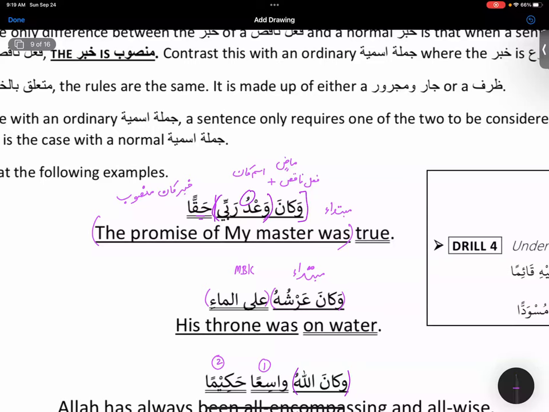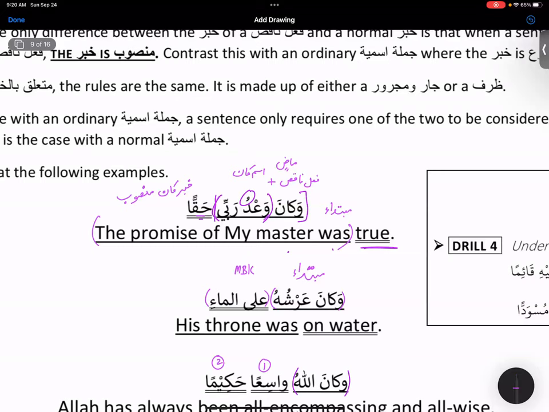Now I'm going to look for the khabar of Kana. I should know beforehand what the khabar of Kana is going to look like. It will be mansub. So Haqqan is perfectly matching my requirement. Haqqan is our khabar of Kana, mansub. And then translation. When we have an outside ism, we always try to translate the ism first. In that case, we translate the ism of Kana. That's why you see in the translation, the promise of my master was, so this is my mubtada and true is the khabar. Make sense?